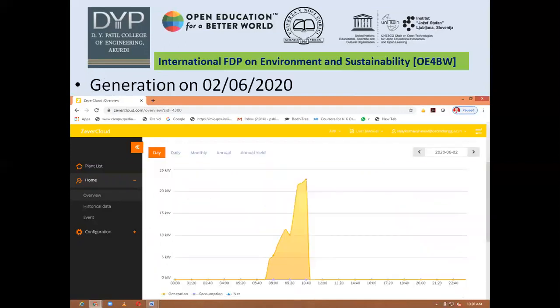This is one more slide where we can see the graph that is plotted on a daily basis. So what is the time and what is the generation of electricity that is occurring? This type of graph we are getting daily for our own generation, for our college premises.